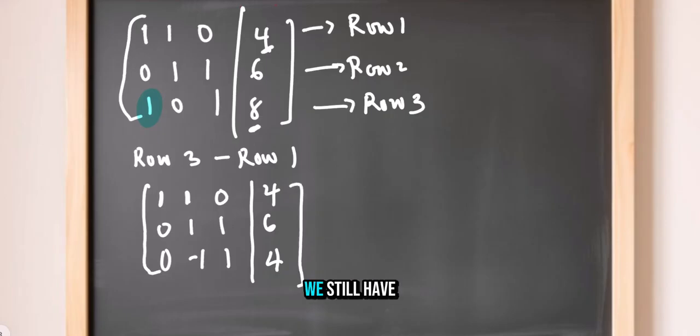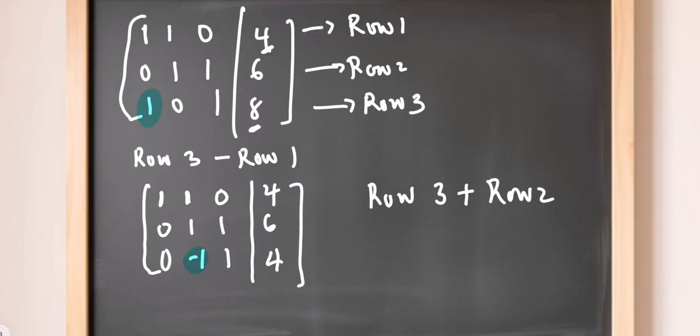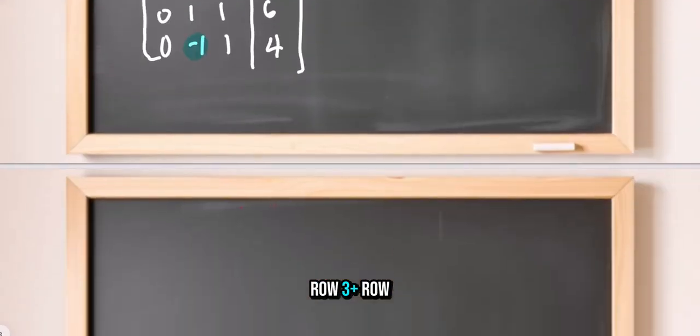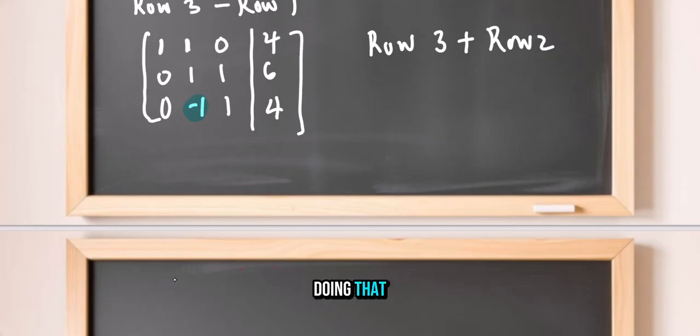Now looking at this, we still have a problem with this. Our major concern right here is we want this also to be 0. And to do that, the next thing I'm going to do right now is to do row 3 plus row 2. Row 3 plus row 2. And by doing that, here I have my row 3, which is 0 minus 1. Row 3 plus row 2, which is 0 plus 0. Let's repeat the previous one.